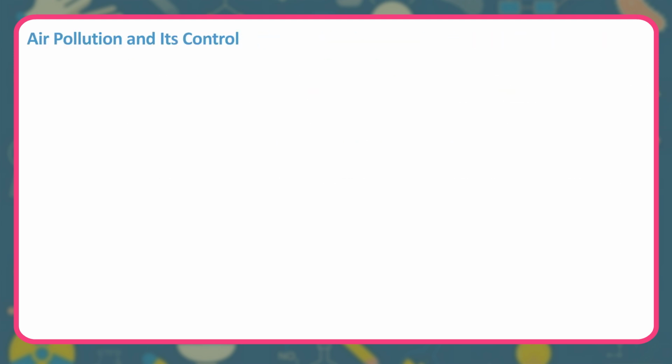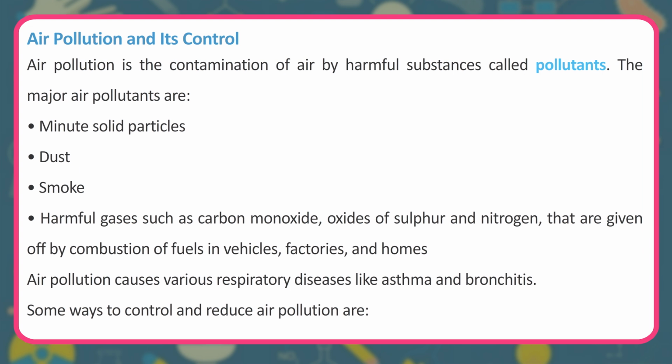Air pollution and its control. Air pollution is the contamination of air by harmful substances called pollutants. The major air pollutants are minute solid particles, dust, smoke, harmful gases such as carbon monoxide, oxides of sulfur and nitrogen, that are given off by combustion of fuels in vehicles, factories, and homes. Air pollution causes various respiratory diseases like asthma and bronchitis.